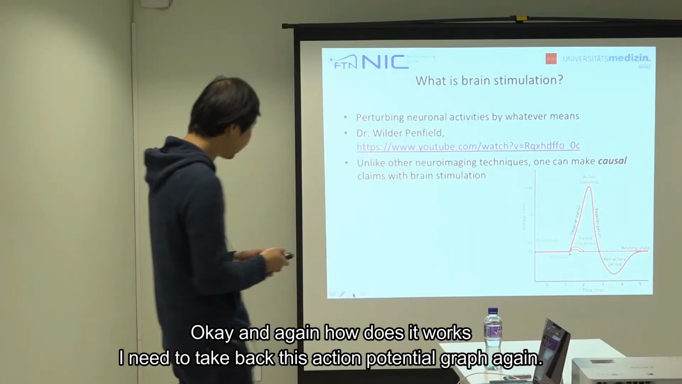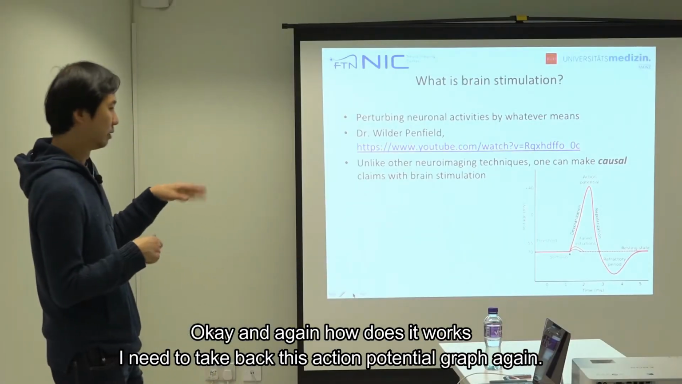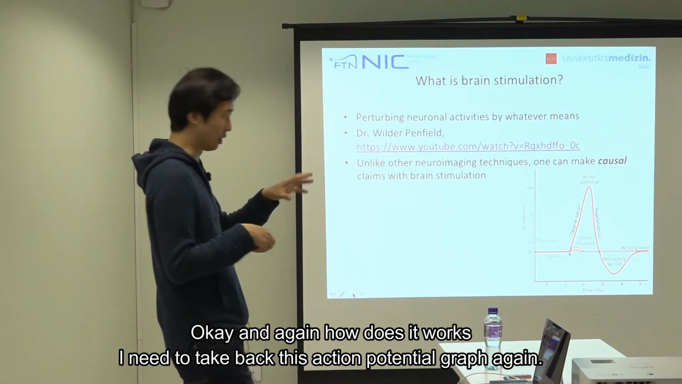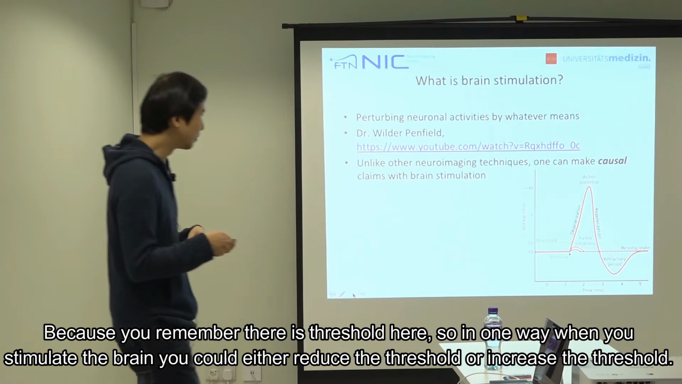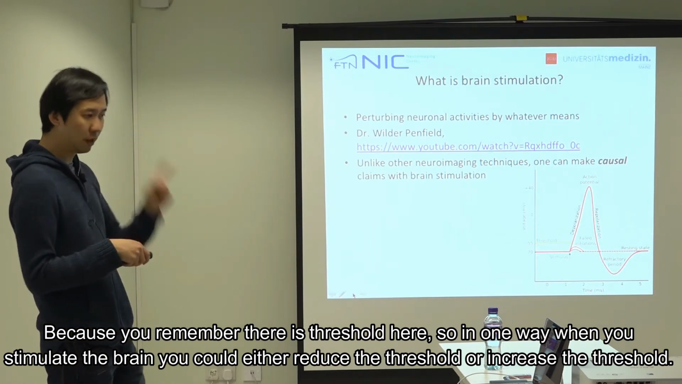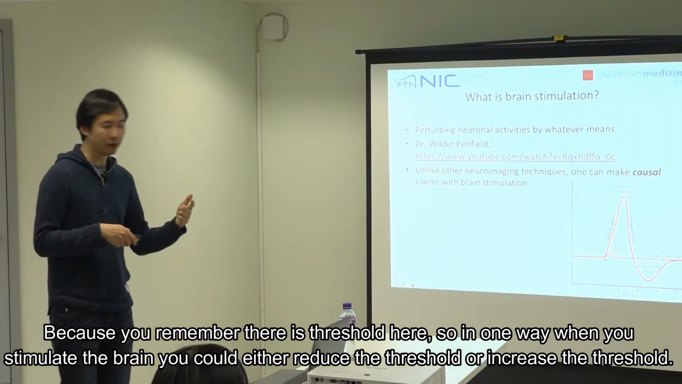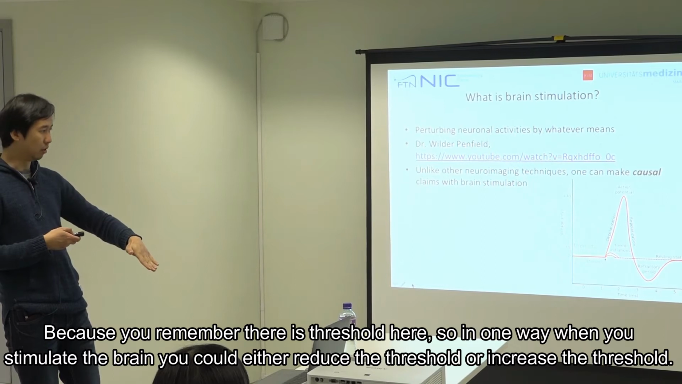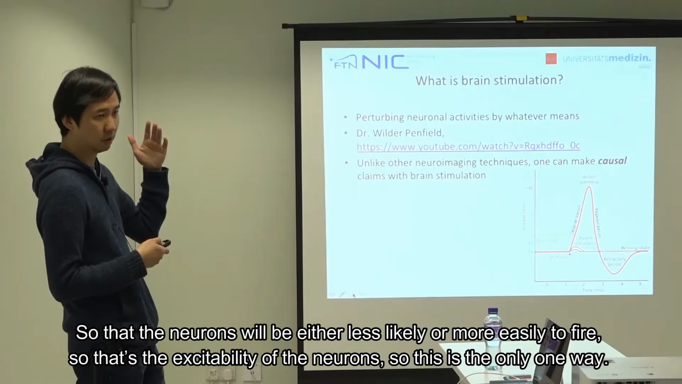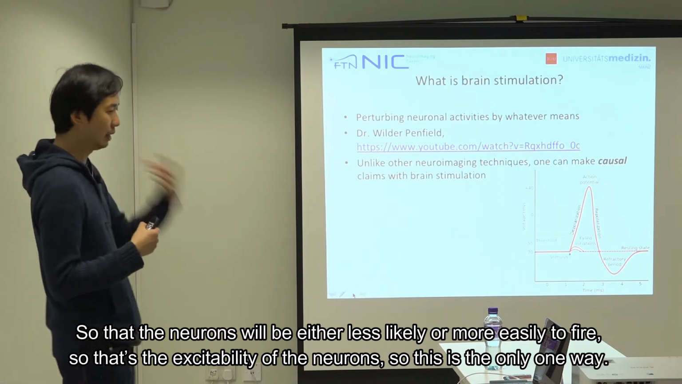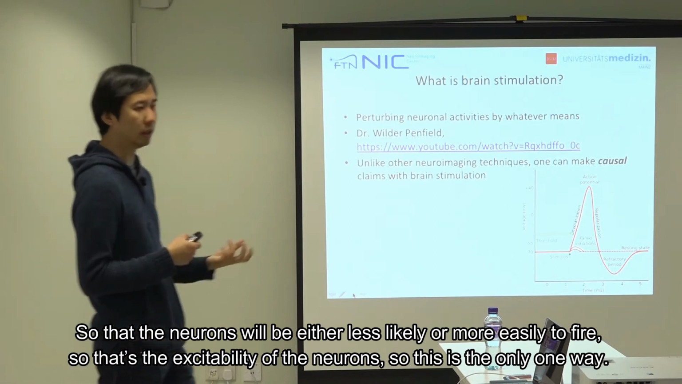Okay? And again, how does it work? I need to take back this action potential graph again, because you remember there's a threshold here. So in one way, when you stimulate the brain, you could either reduce the threshold or increase the threshold, so that the neurons will be either more easily or less likely to fire.